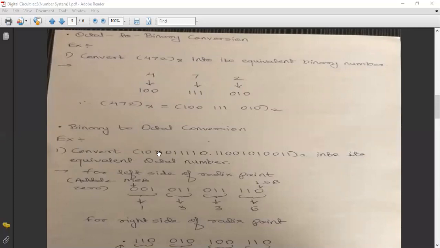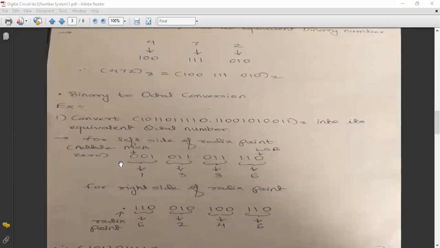Now let us begin with the conversion of binary number to its octal form. So let us begin with the example. What we have to do is convert this number into its equivalent octal number. So the number is 10110 (repeated four times) 10.110010010011 to the base 2 into its octal form.